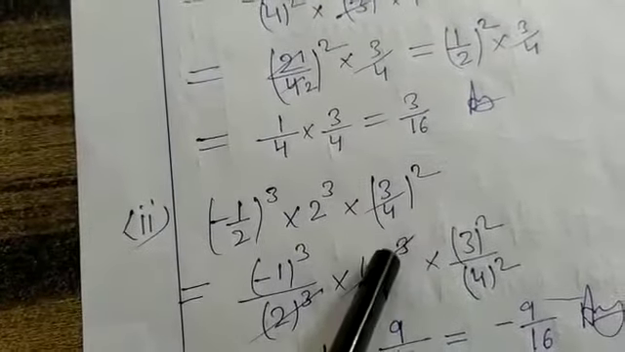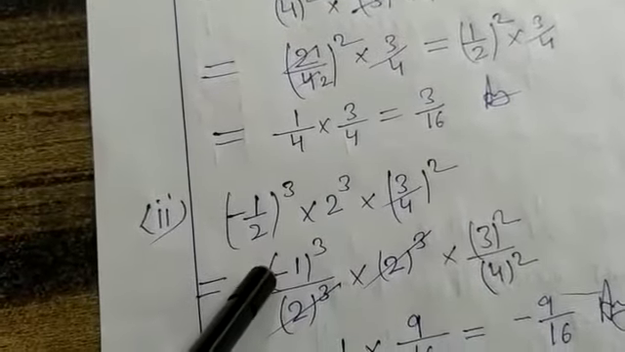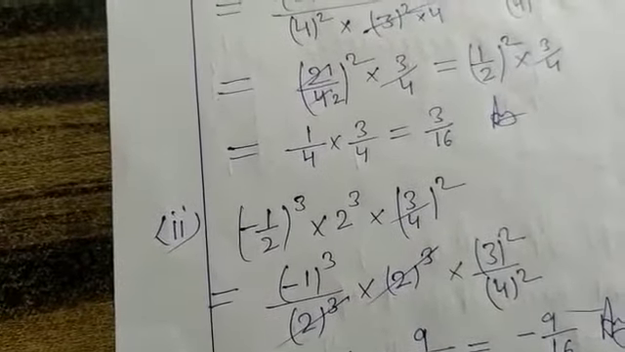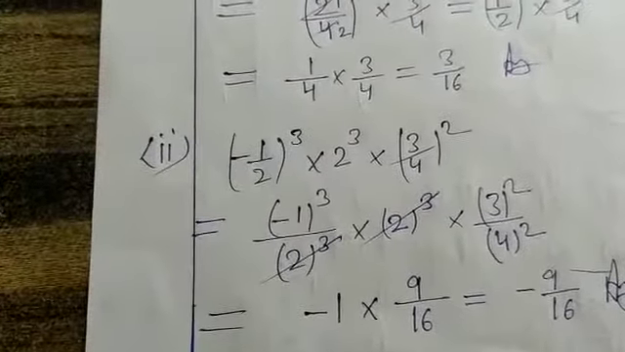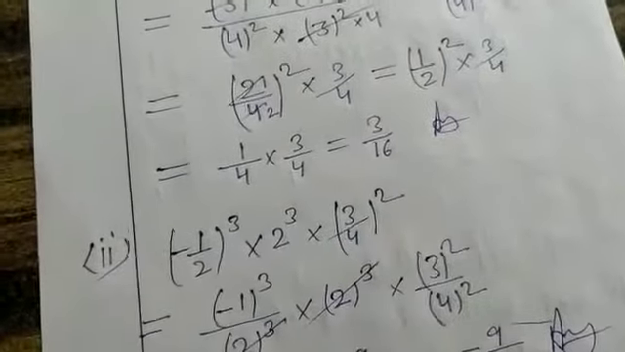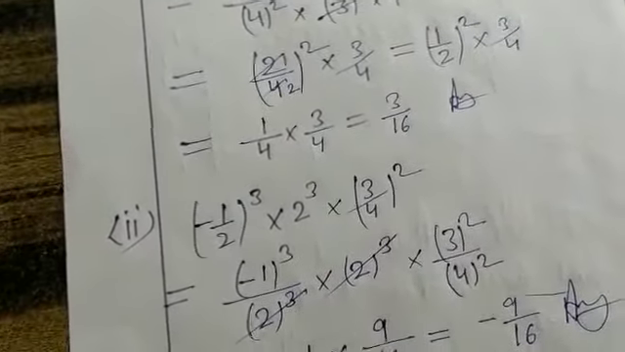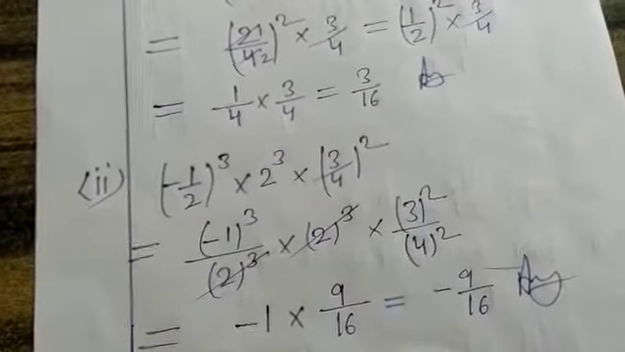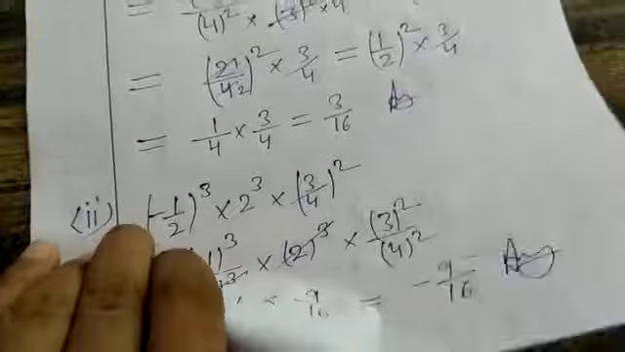This 2 cube will be cancelled with this 2 cube, and for minus 1 cube we will get minus 1, because minus 1 into minus 1 into minus 1 is equal to minus 1. Minus minus plus, plus into minus, so minus 1. And 3 square is equal to 9 and 4 square is equal to 16, so 9 by 16. If you multiply this minus 1 with 9 by 16, then you will get minus 9 by 16. Minus 9 by 16 will be your answer.